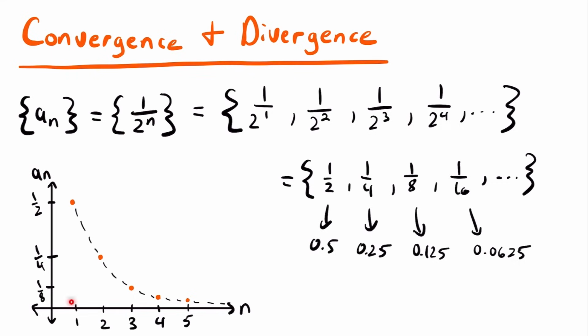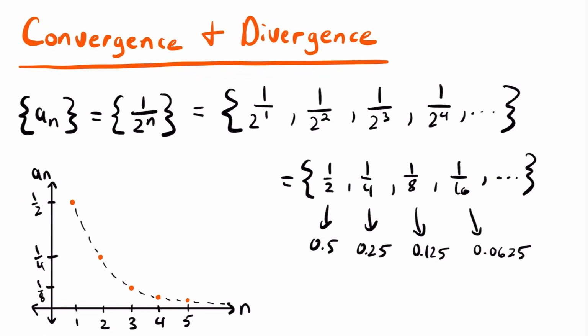So when n is equal to 1, our first term a sub 1 is 1/2. And then when n is equal to 2, we have 1/4. And when n is equal to 3, we have 1/8, and so on. And you can see, as our values of n get larger towards infinity, the terms of our sequence are getting closer to 0.